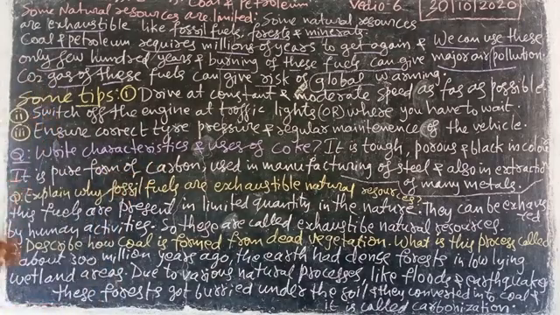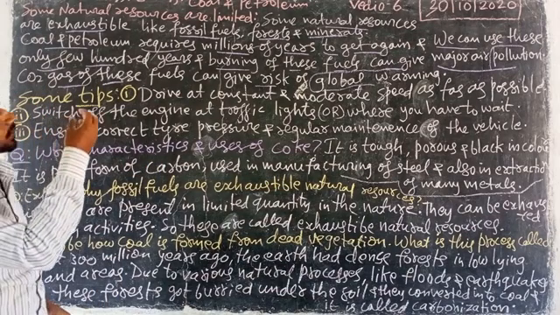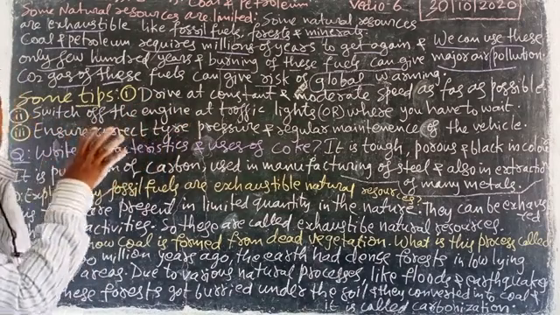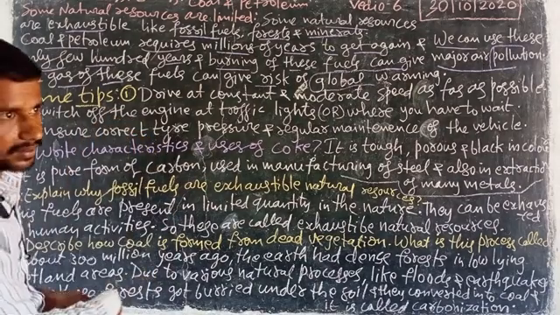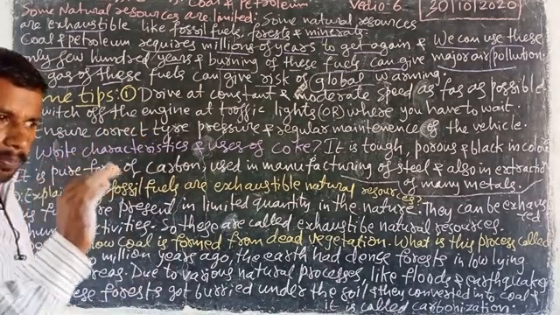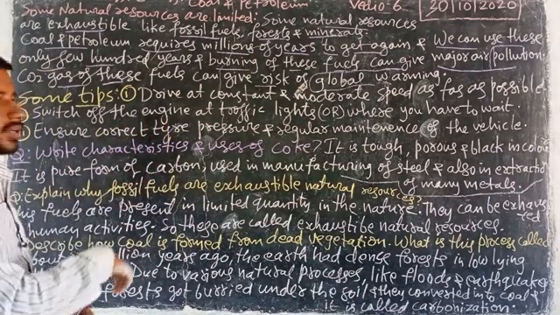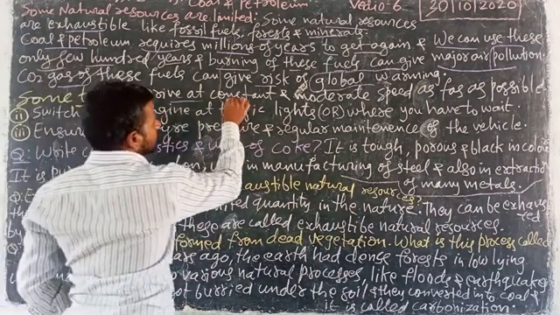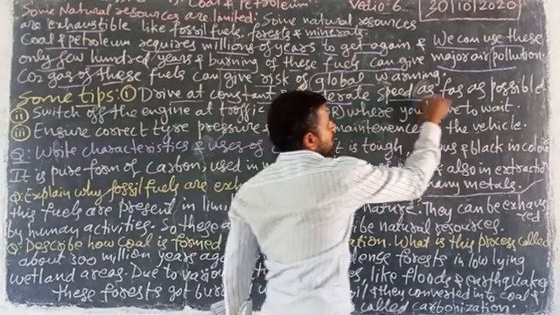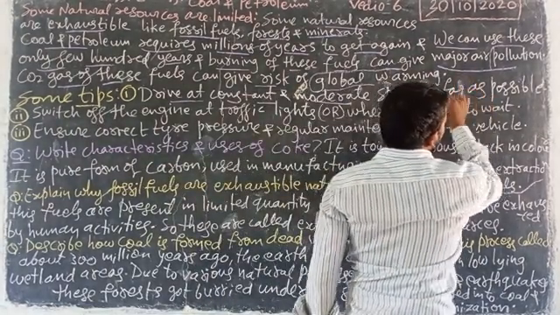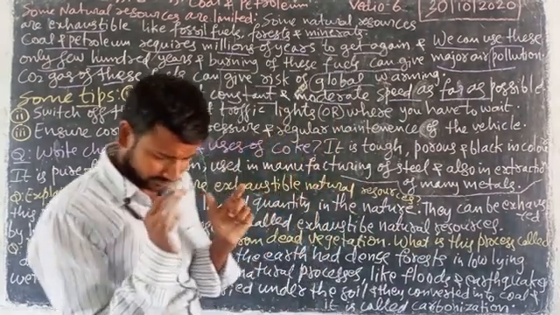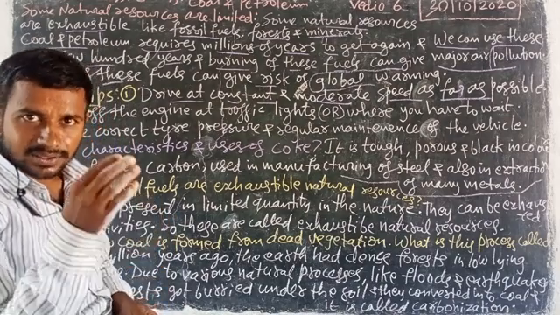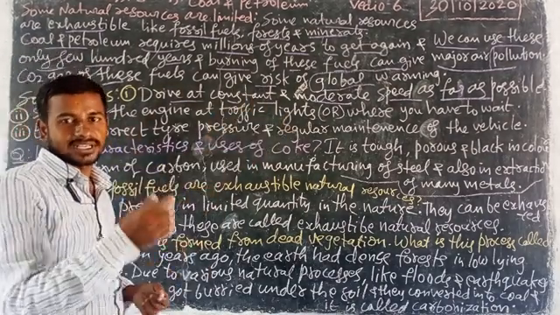Next, some tips we need, because fossil fuels are limited. So we should follow some tips to use them for more years. Simply put, stop the wasting of fossil fuels. Look there how. Some tips. What is that? Drive at a constant, moderate speed as far as possible. Speed should be constant and moderate. Then fossil fuel will last more years.